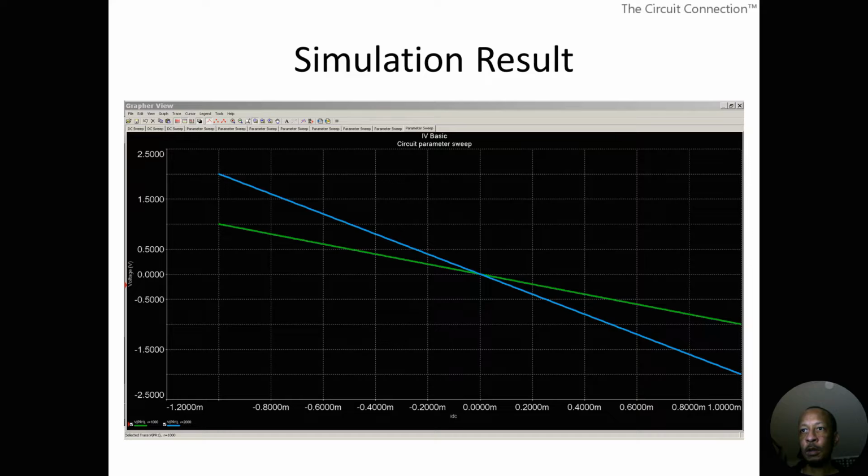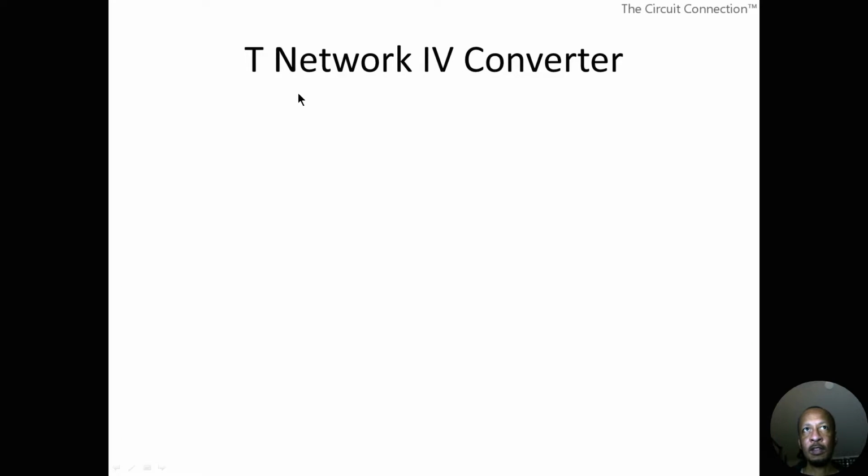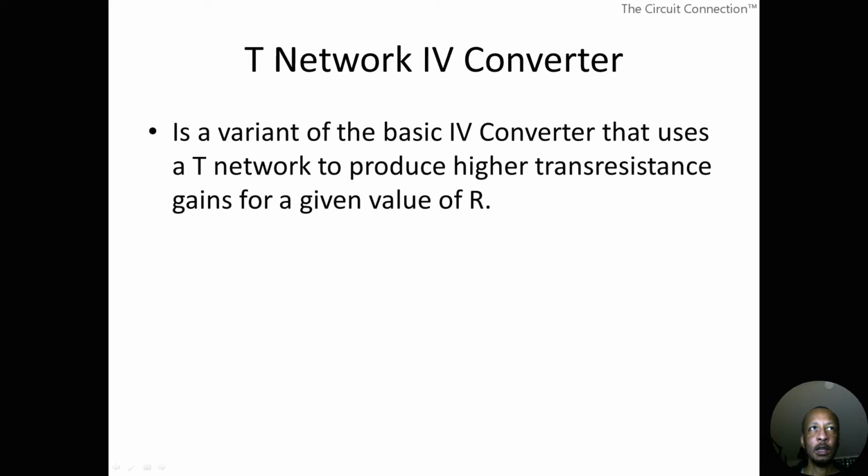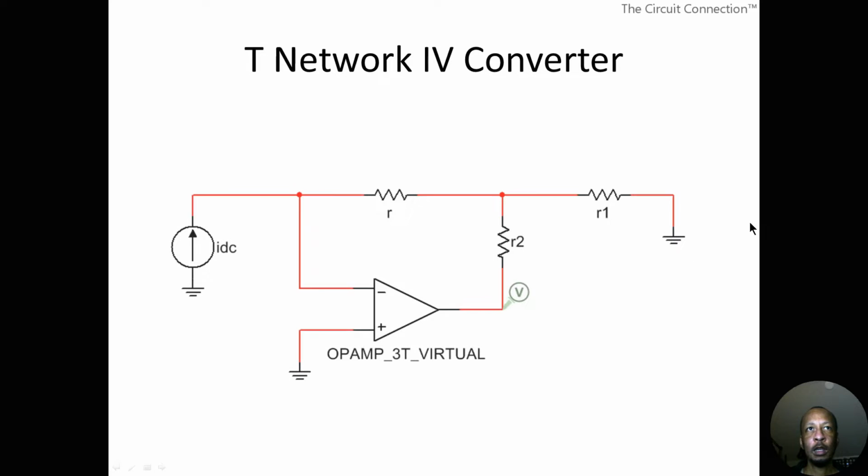Next, there is another type of IV converter called a T-network IV converter. It is a variant of the basic IV converter that uses a T-network to produce higher transresistance gains for a given value of R. So what does it look like? Well, this is the circuit topology.